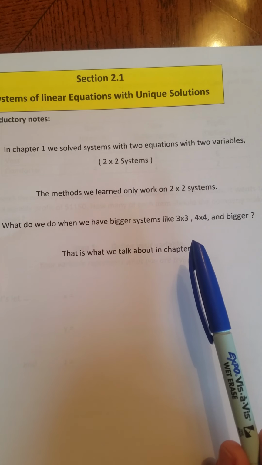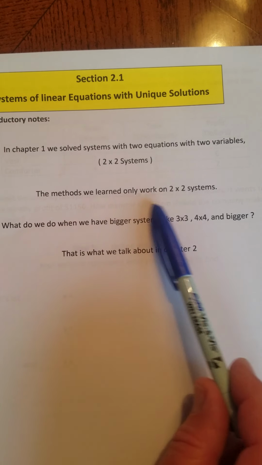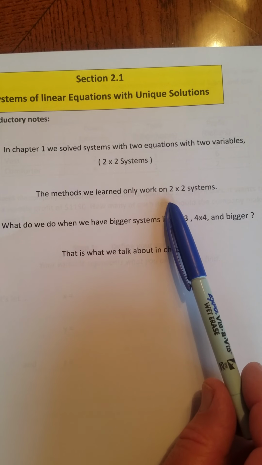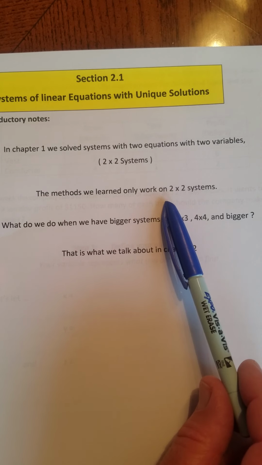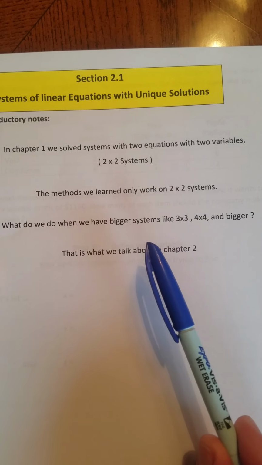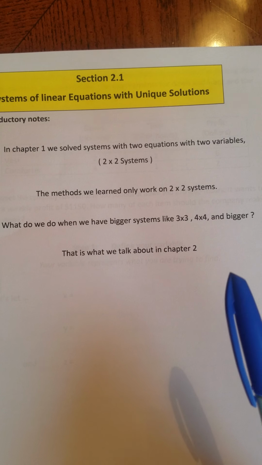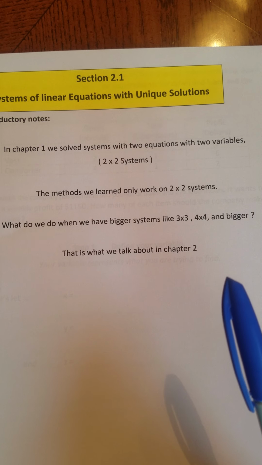Now the problem with those 4 methods is they really only work for a 2 by 2. Especially with linear combination or substitution, there is a way that you could use those methods, but it's not very applicable. You wouldn't like doing it. So what we do from there is, for the bigger systems, we got other methods.